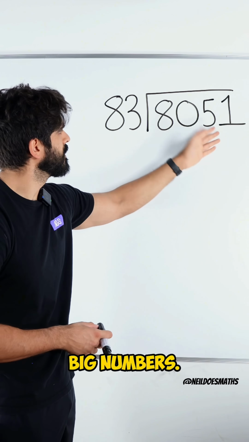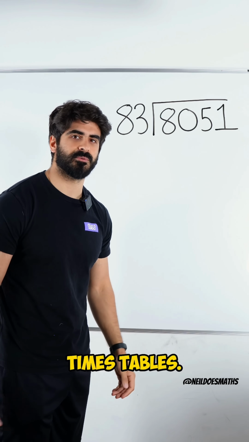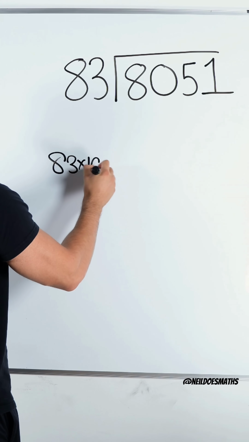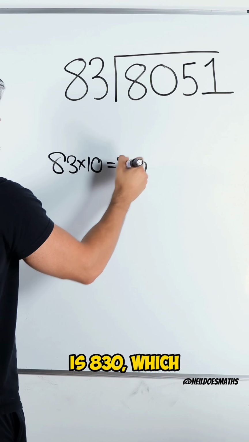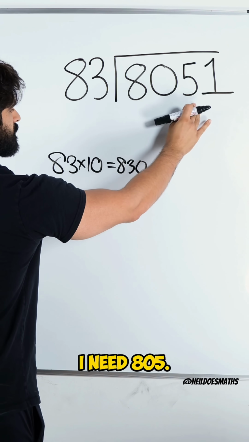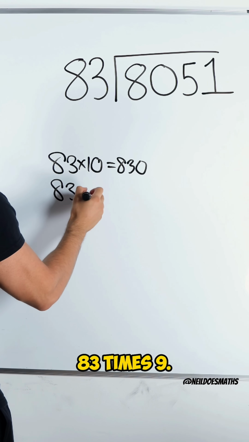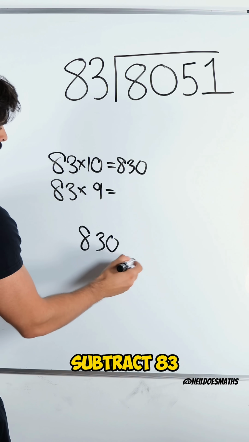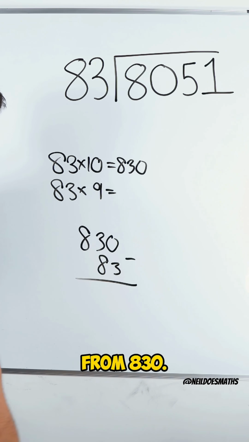Big numbers. Okay, well, we need to know the 83 times tables. Well, I know 83 times 10. 83 times 10 is 830, which is obviously too big. I need 805. So let's try 83 times 9. So for that, we need to subtract 83 from 830.